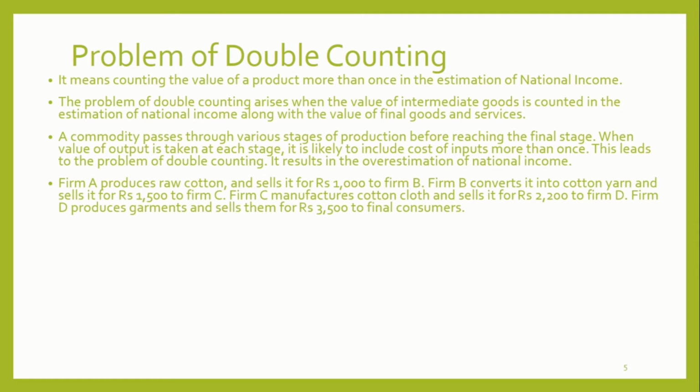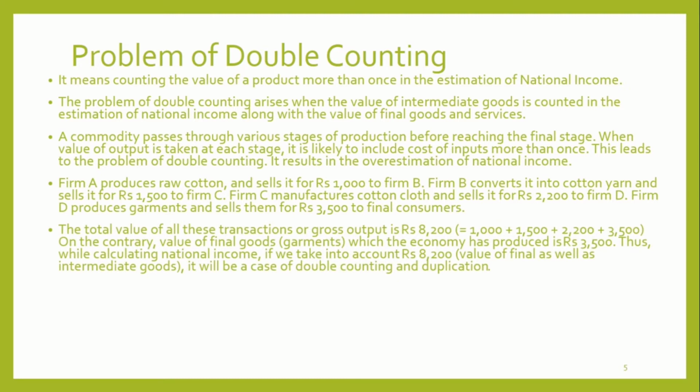Firm A produces raw cotton and sells it for rupees 1000 to firm B. Firm B converts it into cotton yarn and sells it for rupees 1500 to firm C. Firm C manufactures cotton cloths and sells it for rupees 2200 to firm D. Firm D produces garments and sells them for rupees 3500 to final consumers.